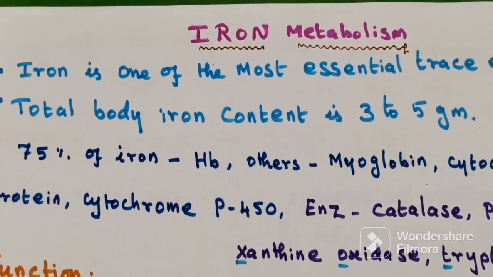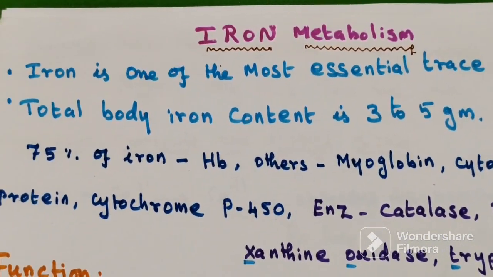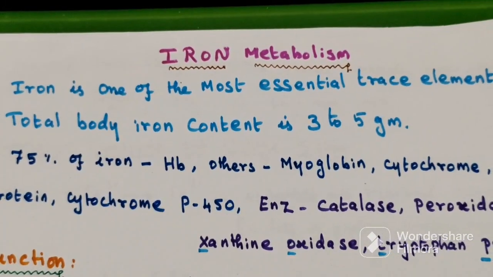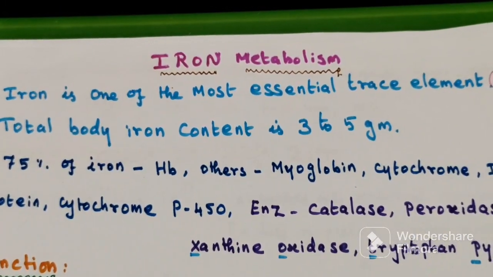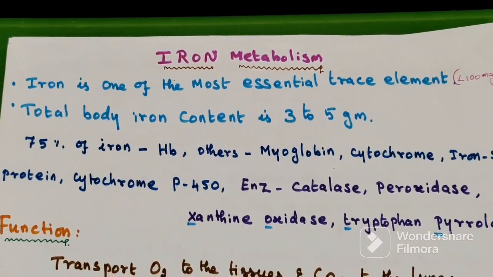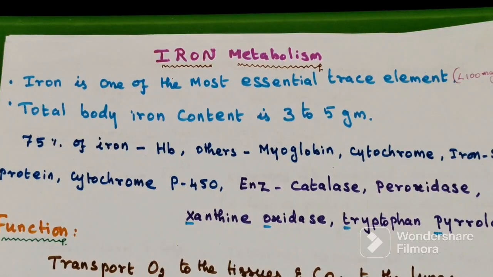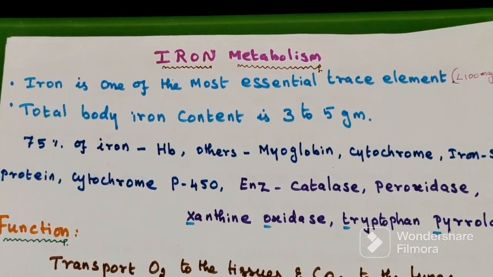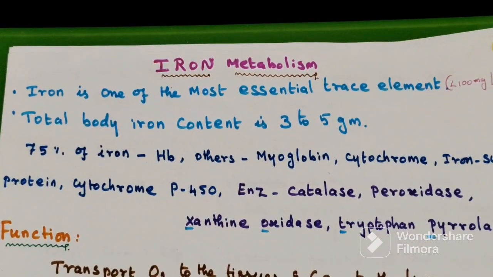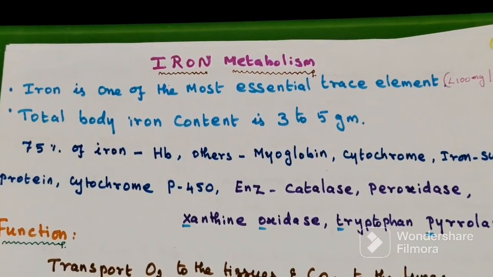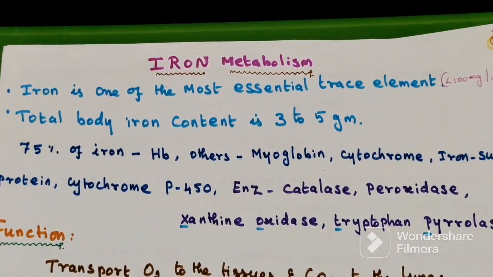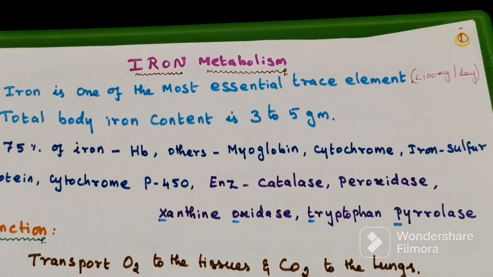Today's topic of discussion is iron metabolism. Iron is a trace element because the requirement of iron is less than 100 mg per day. The total iron content in the body is 3 to 5 grams. Of this, 75% of iron is present in hemoglobin. So iron is an important constituent of hemoglobin.